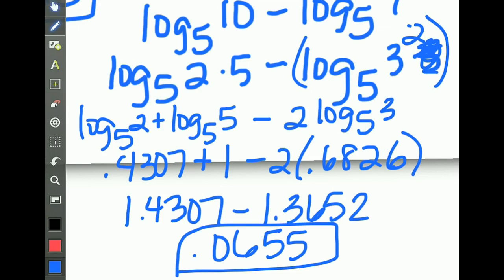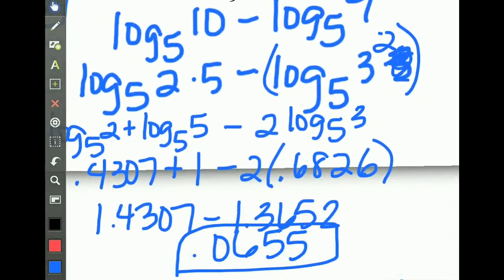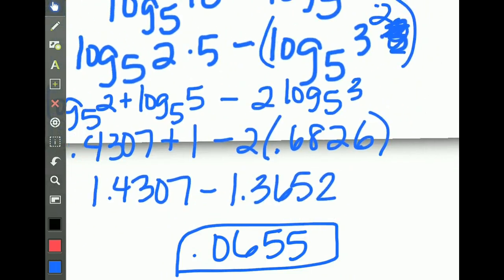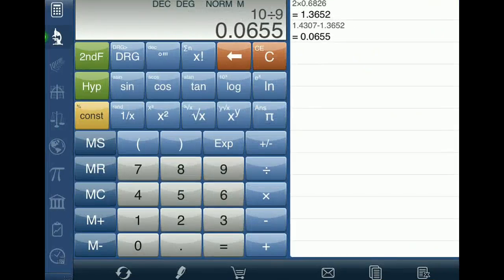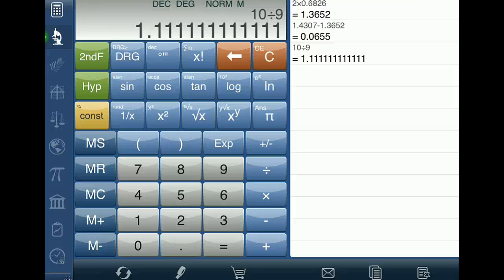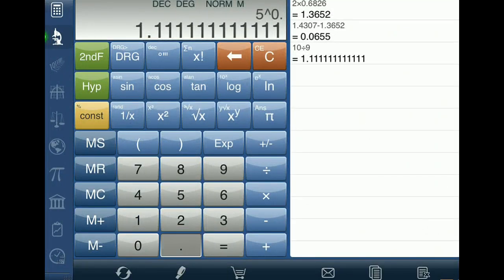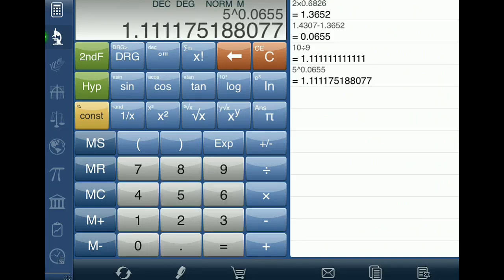So again, let's take that and see if we can get log base 5 of 10 ninths. So that's about 1.111, somewhere in there. If we did 10 divided by 9, it's 1.1 repeating. And so if we raised 5 to the 0.0655, we would come up with about 1.1117, and because of rounding, it's still pretty close in here. Okay.